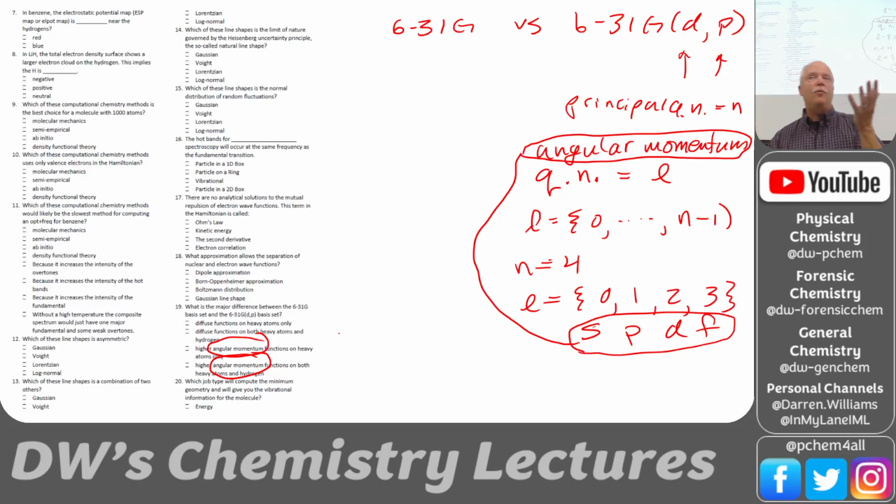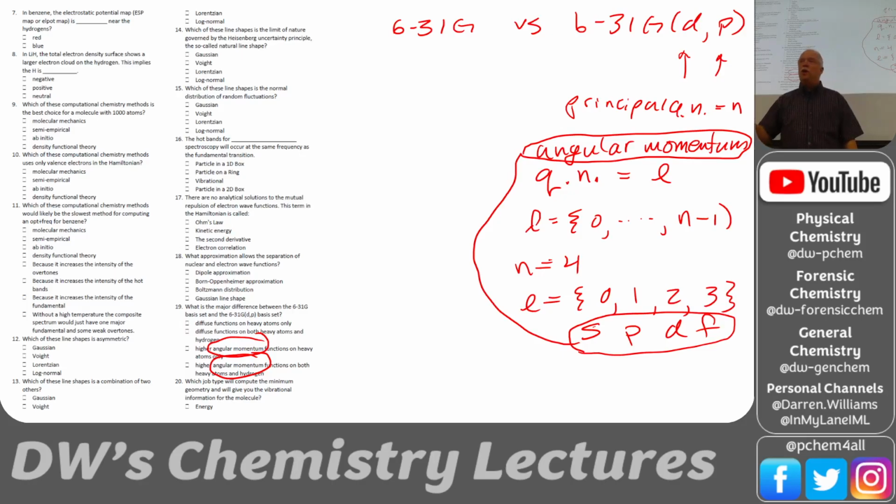So whenever you do a homework problem, you've got 4 choices here. You find the right choice. It's this last one here: higher angular momentum functions on both heavy atoms and hydrogen. So that's the answer. Now, the non-thinking P-Chem student would say, great, I got the answer, I got the points, move on. The thinking P-Chem student says, what are the other 3 options? And how might the professor ask a question that would make them the right answer?